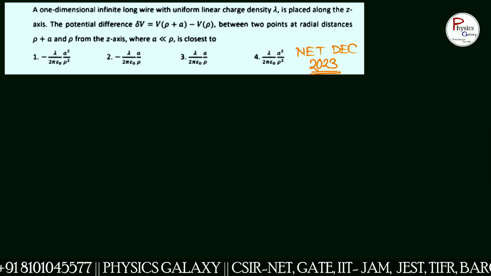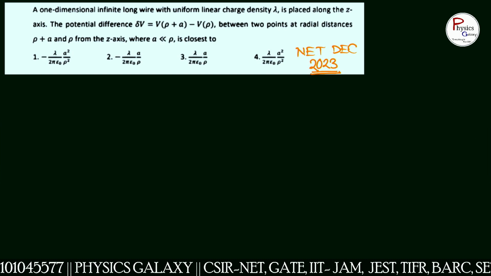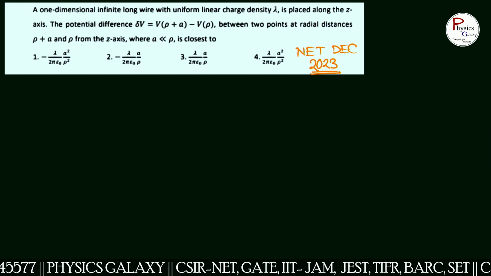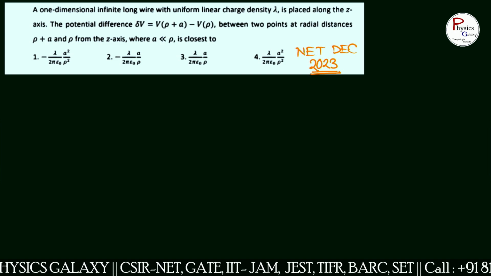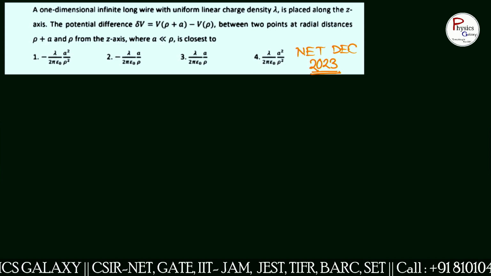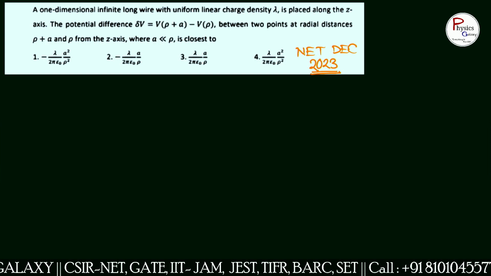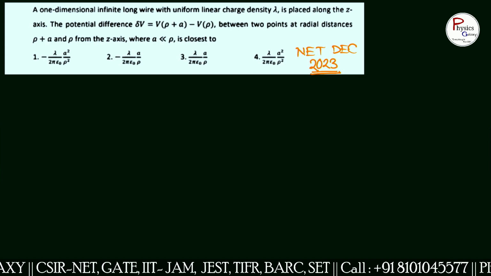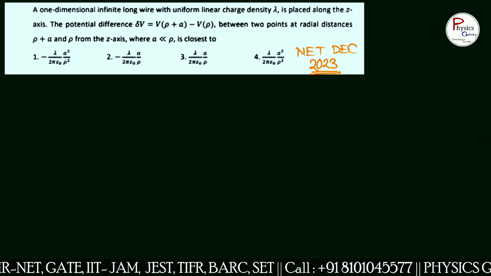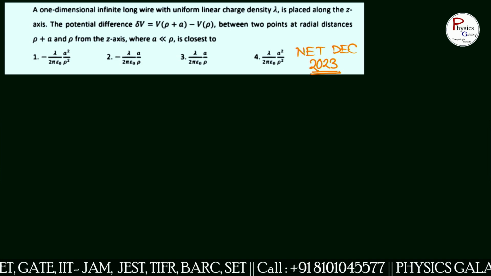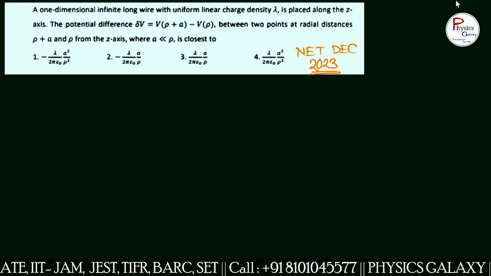Then the next question asked about a one dimensional infinite long wire. The charge density lambda was given. We have to find the potential difference between 2 points. So here we use Gauss's law of electrostatics.